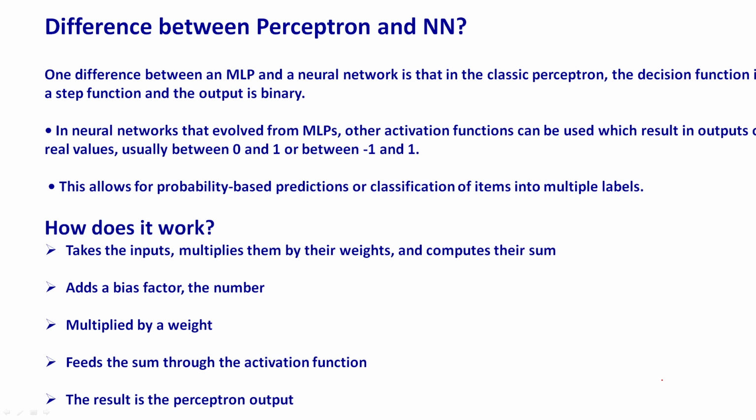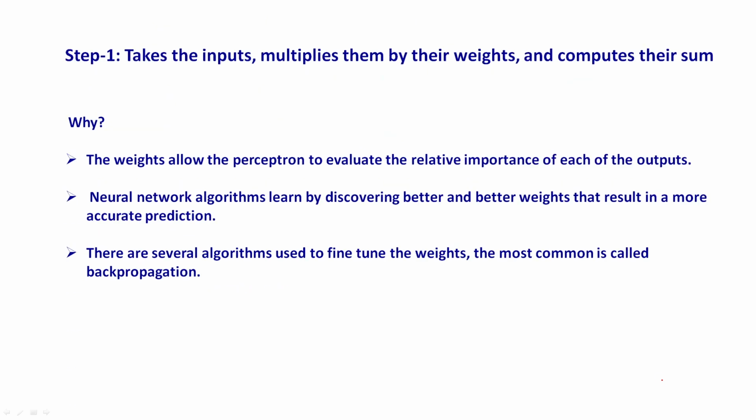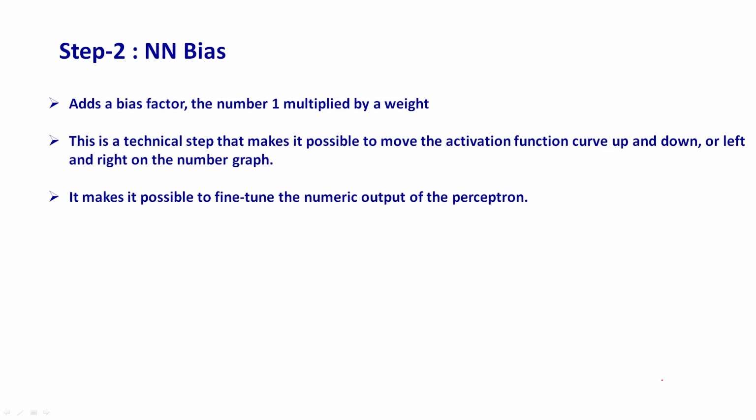And how does it work? Let us talk about it a little bit. First, it takes the inputs, multiplies them by the weights, and computes their sum. Why do you do that? Because weights allow the perceptrons to evaluate the relative importance of each input, and neural network algorithms learn by discovering better and better weights as a result of more accurate predictions. That is why you have different kinds of weights. And then you can tune the weights also, which is very common. That is what is done in back propagation I discussed.